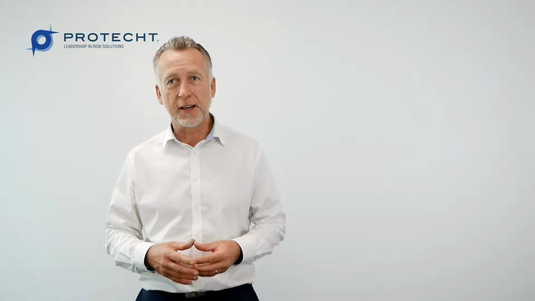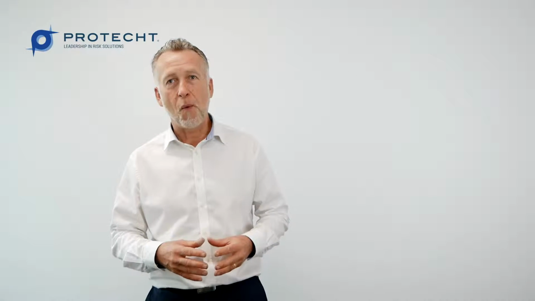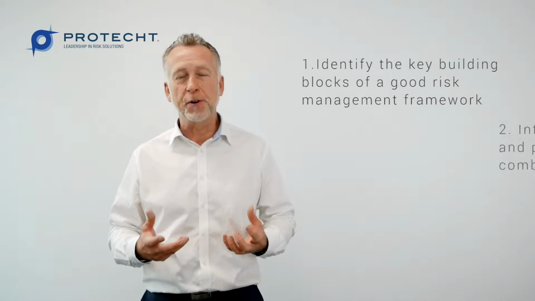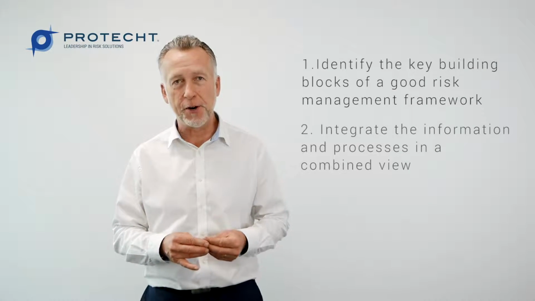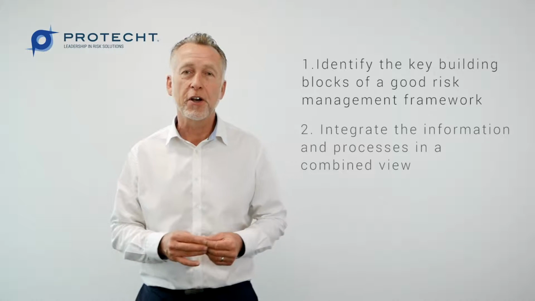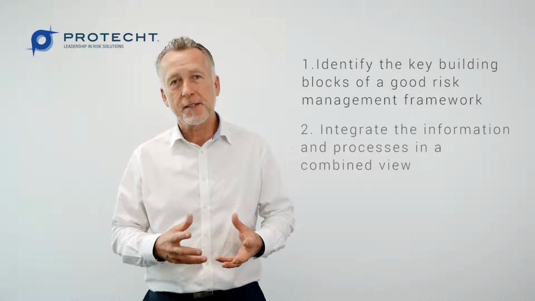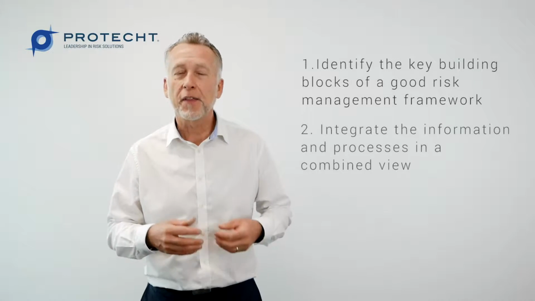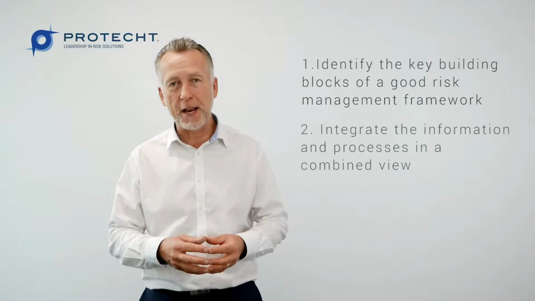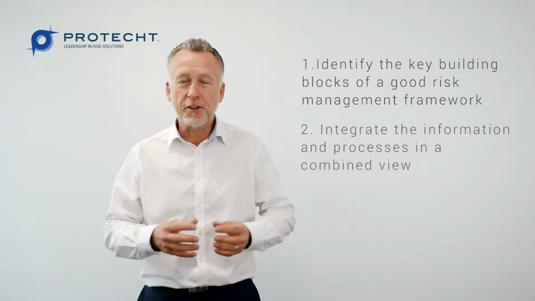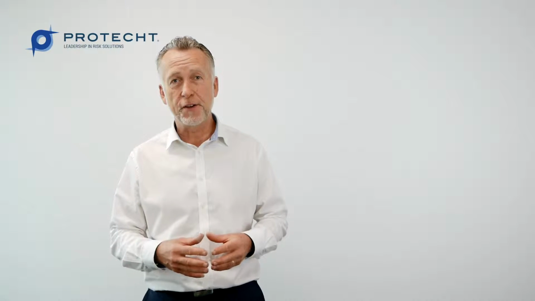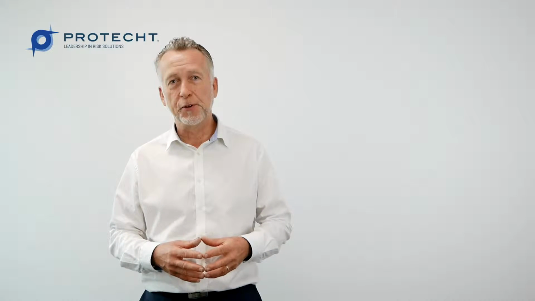Now the solution to this is really twofold. Number one is to identify what the key building blocks of a good risk management framework, and as a result risk information, should look like. What are the parts? Secondly, once we understand those parts, how do we bring all that information and those processes to an integrated, combined view? Let's go back to the building blocks.